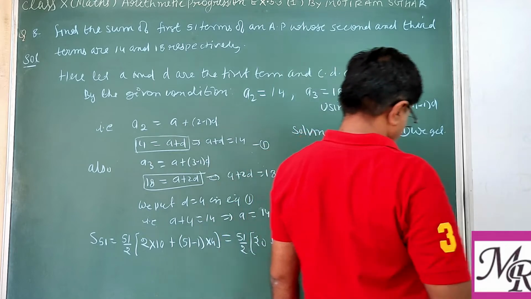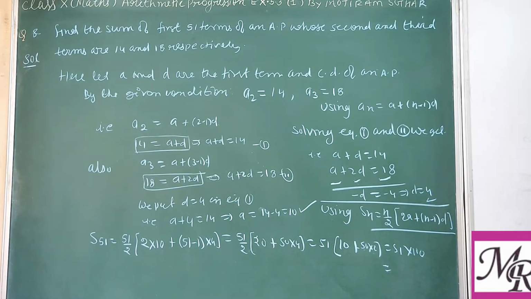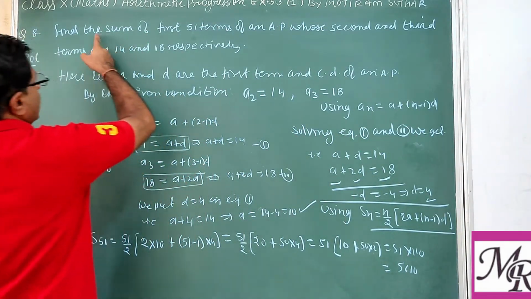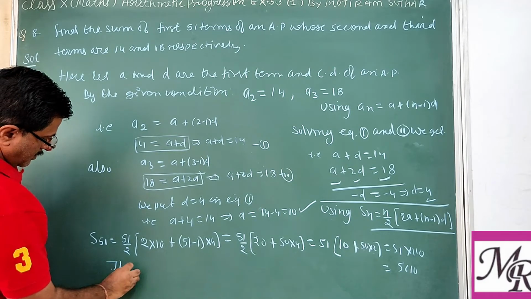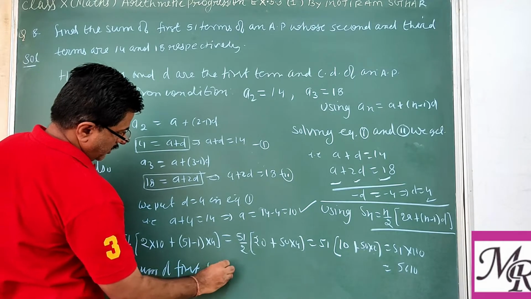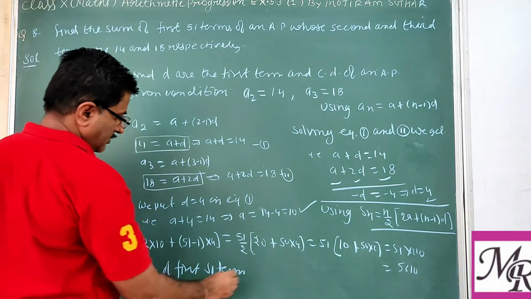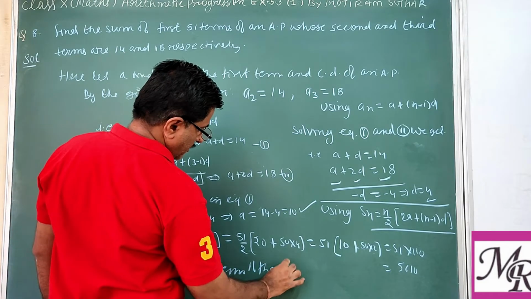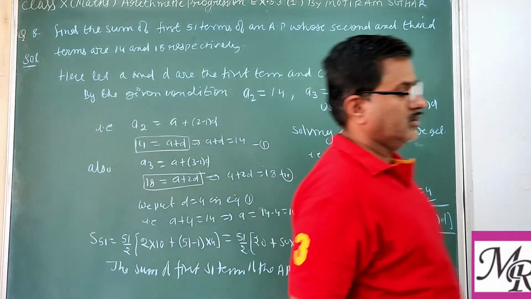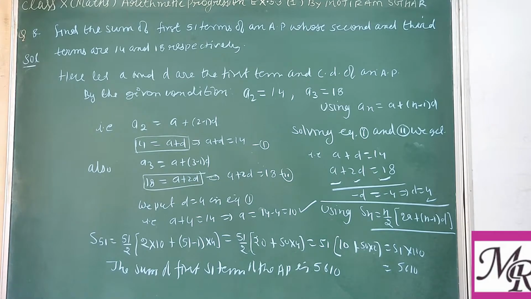So in this way, if you multiply these two, we get 5610. So what do we write last? Find the sum of. So you can write the sum of first 51 terms of the AP is 5610. Clear? So in this way we can find the sum of required terms or given terms.